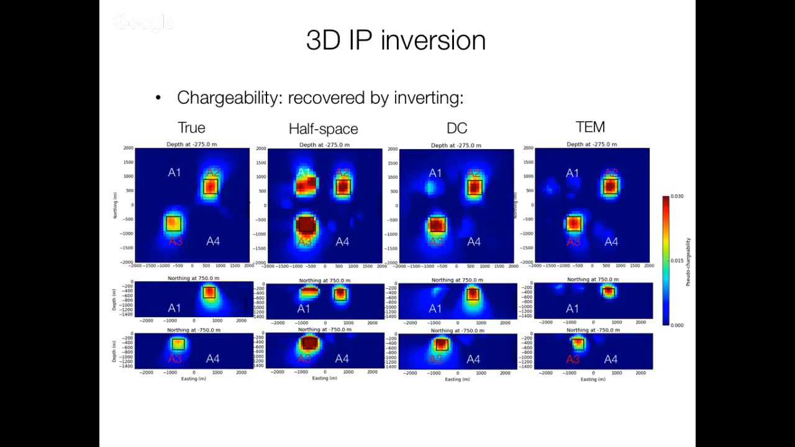When we do that, here's the true chargeability. So these two are chargeability. It's plan view, it's cross section. Using half space, we've got this anomalous target out here, which was quite wrong. Using DC resistivity, we get this, and with the time domain data, we get that.